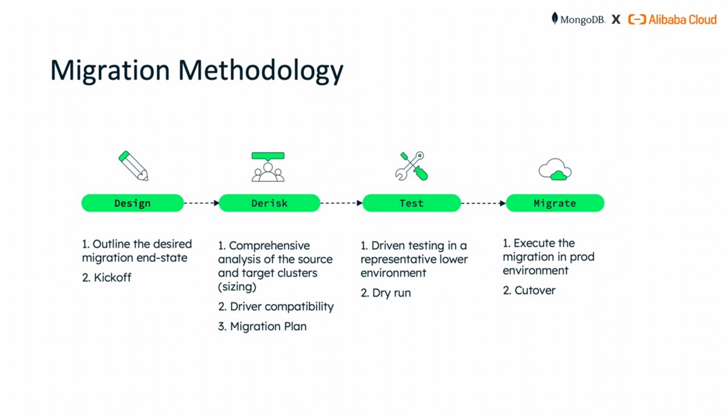And third is test. Test is crucial for validating our approach and our migration plan. We perform a representative run in a lower environment, following the migration plan and ensuring everything works as expected without impacting our production systems. Then we conduct a dry run in a production-like or production environment to simulate the actual migration process. And the last is the migrate phase, which executes the actual migration steps in your production environment.